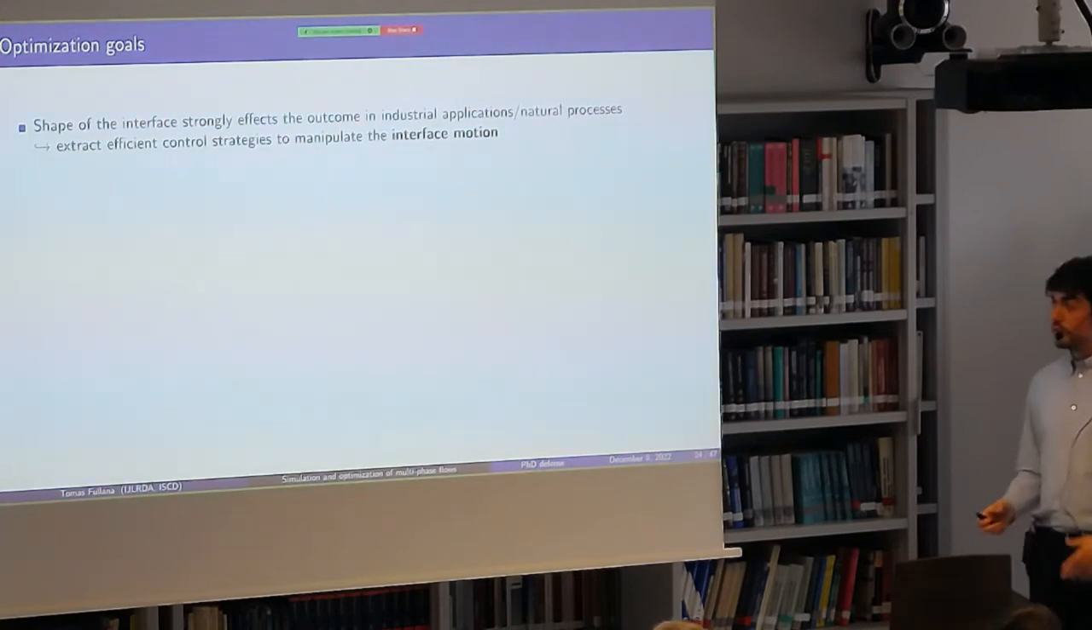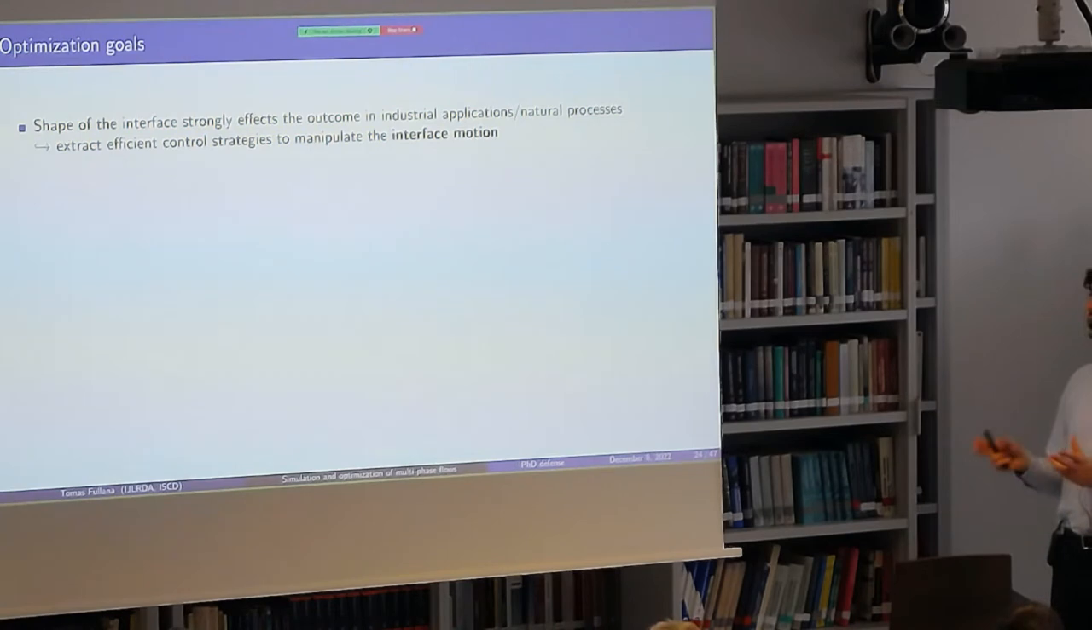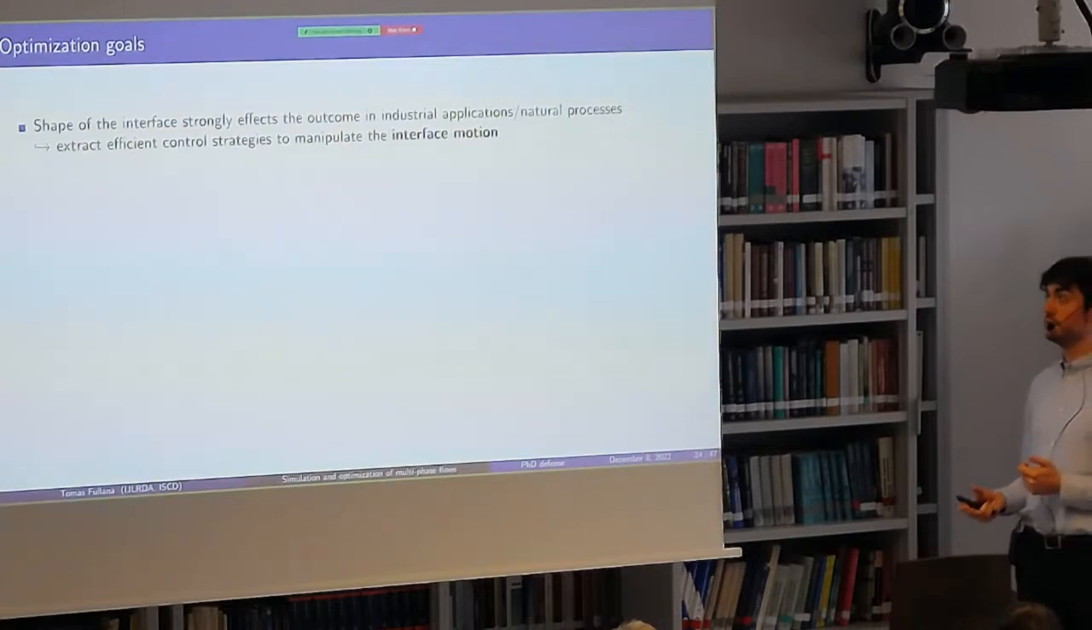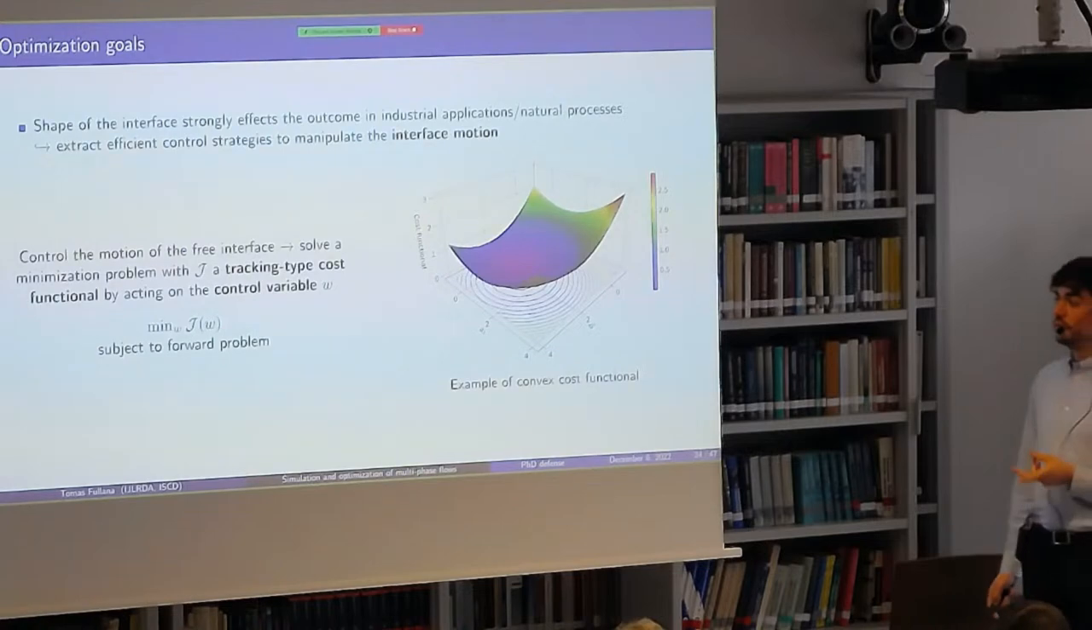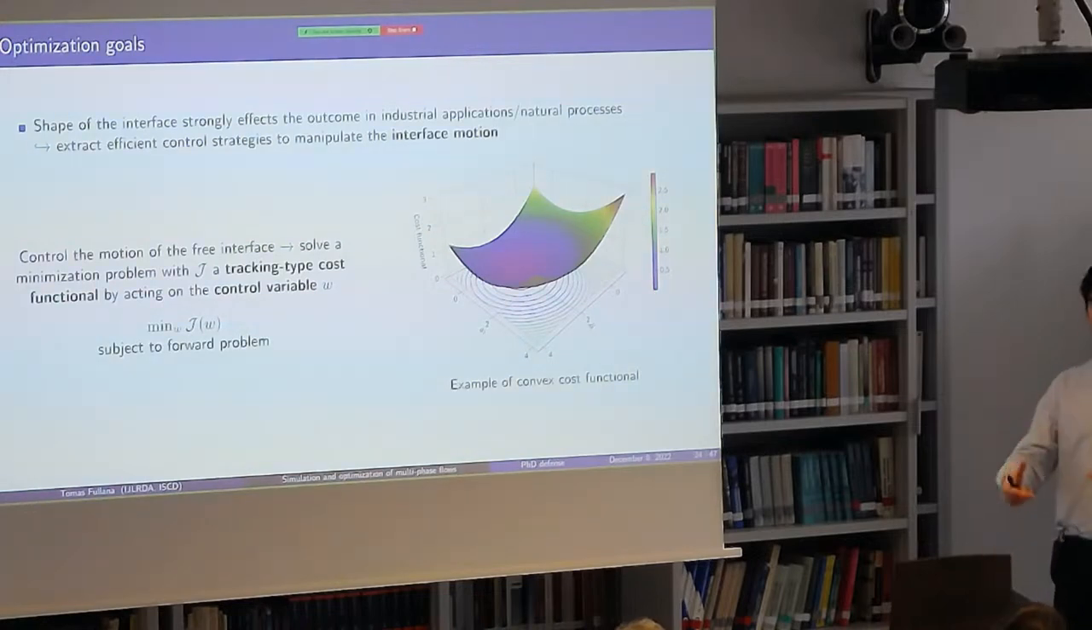The goal here is to control the interface, because the shape strongly affects the outcome of many industrial and natural processes, and we want to extract efficient control strategies to manipulate the interface motion. So actually, what we want to do is minimize a tracking-type cost functional by acting on the control variable W, subject to the forward problem being the two-phase Stefan problem.